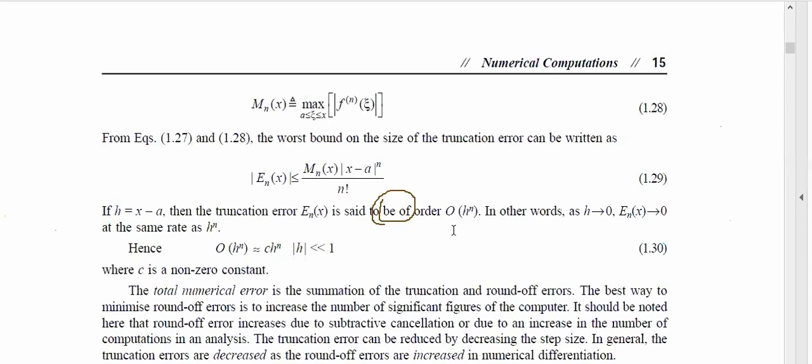In other words, as h tends to 0, so x tends to a, then E_n(x) tends to 0 at the same rate as h to the power n. Hence, order of h^n is equal to C h^n, where h is less than 1 and C is a non-zero constant. How have you got C? M_n(x) is what? M_n(x) is this one.